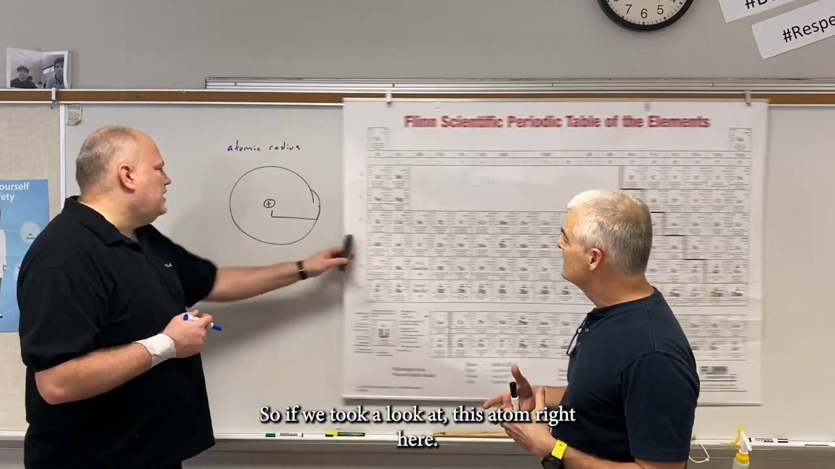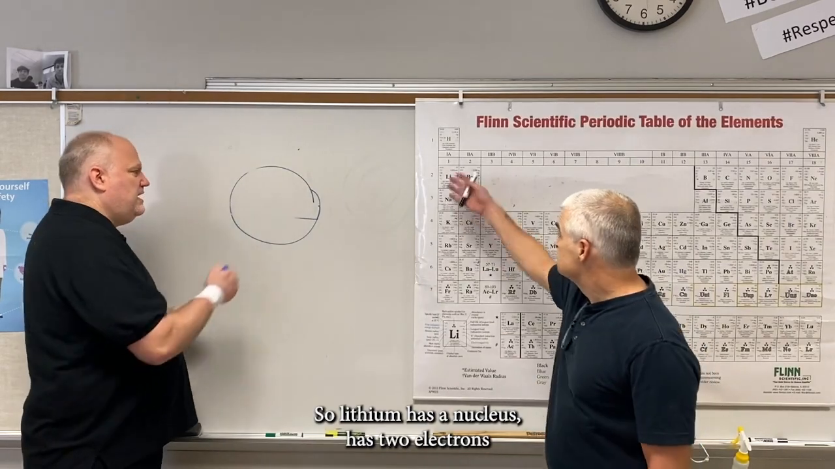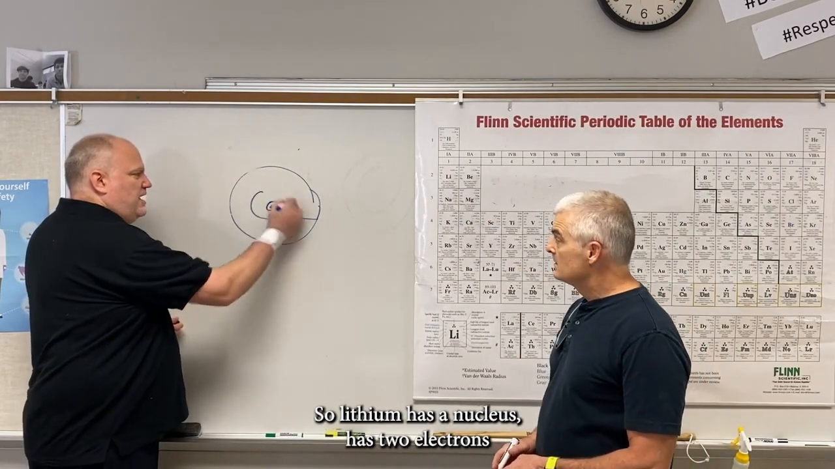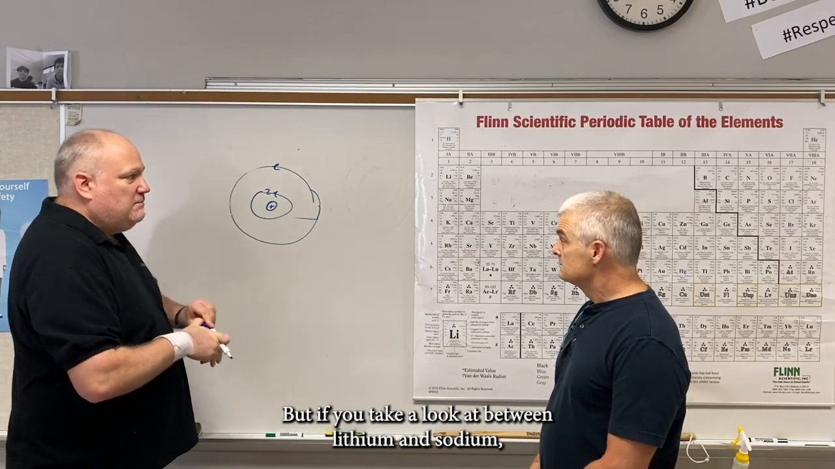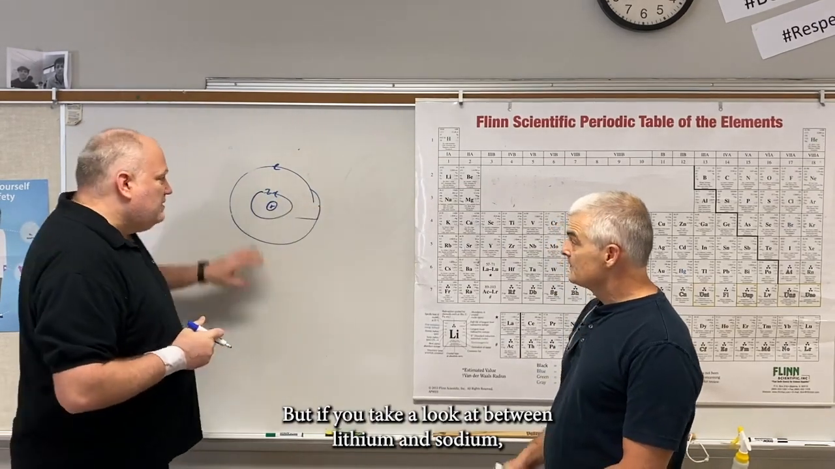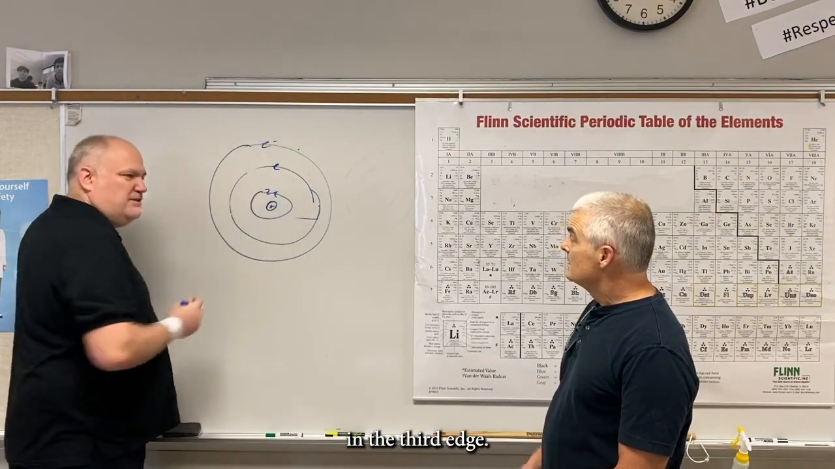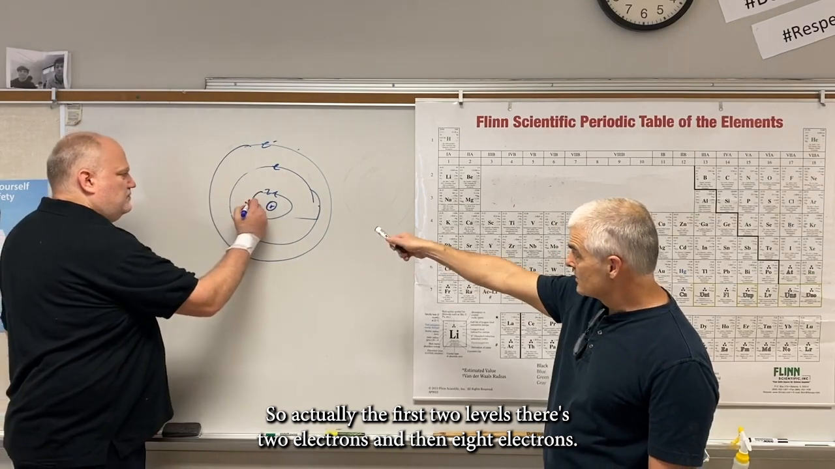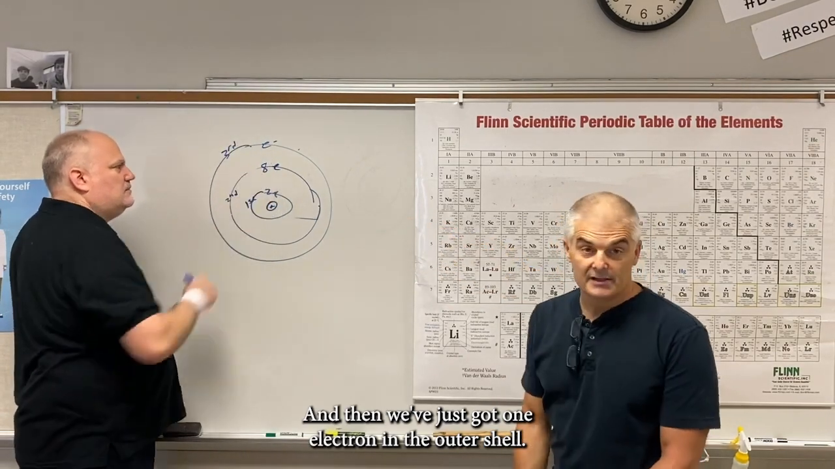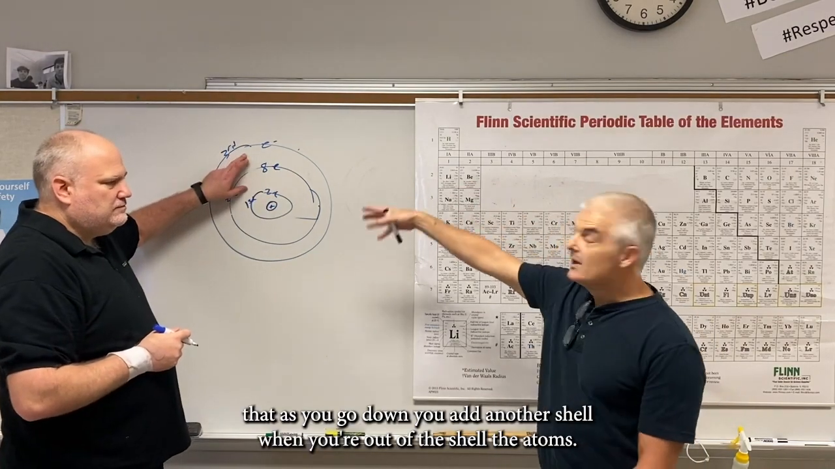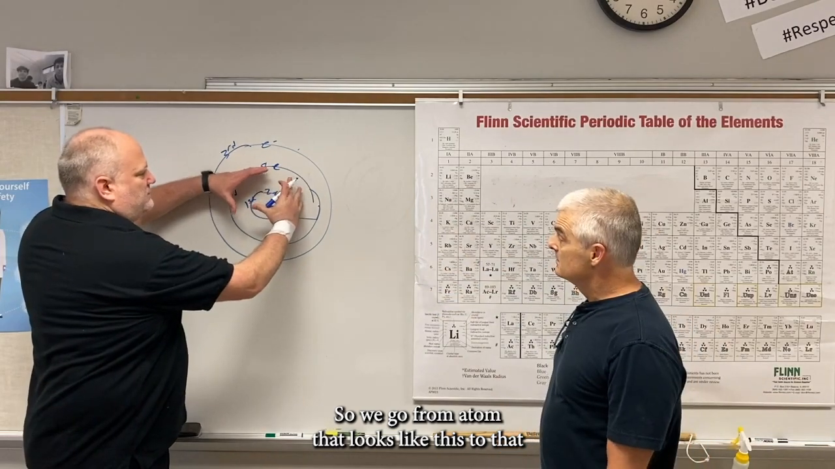So if we take a look at this atom right here, let's make this lithium. Lithium has a nucleus, has 2 electrons in its inner shell, and it has 1 electron in its outer shell. But if you take a look between lithium and sodium, the only difference between these two is that sodium has its outermost electron in the 3rd energy level. So actually the first 2 levels, there's 2 electrons and then 8 electrons in the second level, and then we've just got 1 baby electron in the outer shell. So it makes sense that as you go down, you add another shell. When you add another shell, the atoms get bigger. So we go from an atom that looks like this to an atom that looks like this.